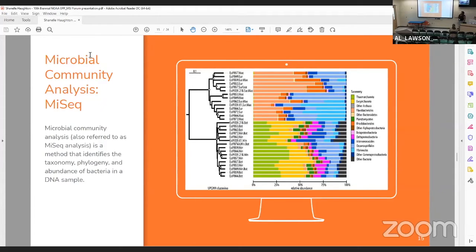So collecting MiSeq data will allow me to generate a graph like the one that I have on the slide. This is just an example. And this will allow me to evaluate the microbial community, look at the population structure, as well as figure out the abundance of bacterial genus within the individual.